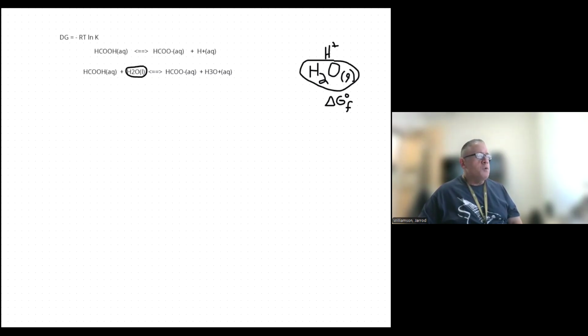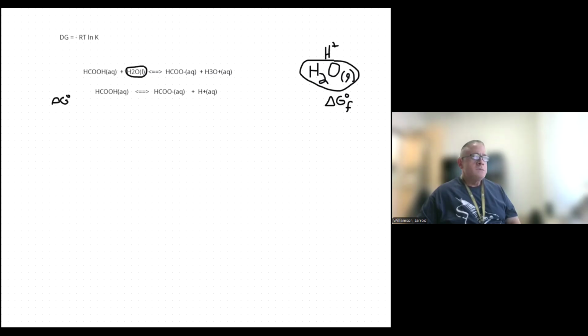So I'm going to move this back down to here. And I looked up the Gibbs energy of formation of these things. And I got delta G naught of formation of this was negative 335 kilojoules per mole. This was negative 356 kilojoules per mole, and this is 0 kilojoules per mole.